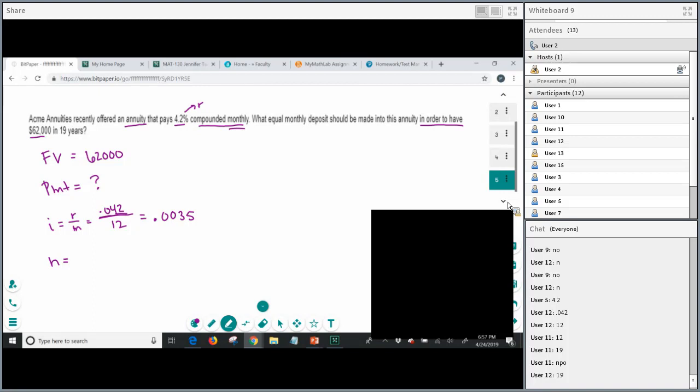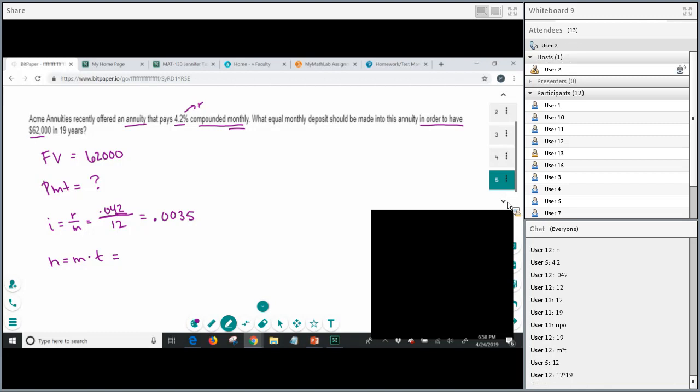Did they give us N? Remember, N is the number of periods. They did not give us N, right? They gave us the number of years, but that's not N. N is the number of periods, right? What was the formula for N? Yes, it's M times T. M is the number of periods in a year, and T is the number of years.